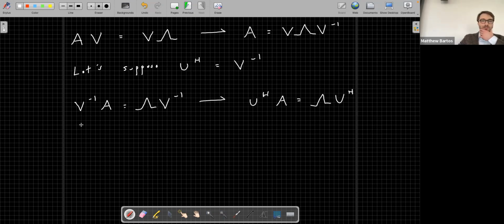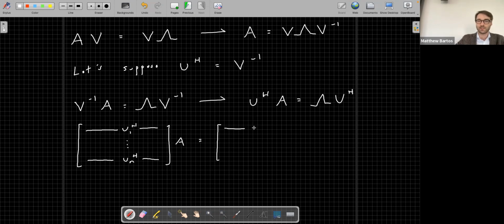If we write this out, we will have our series of row vectors U1 Hermitian all the way through UN Hermitian times A is equal to a series of row vectors multiplied by our eigenvalues. So we'll have lambda 1 U1 Hermitian all the way through lambda N UN Hermitian.